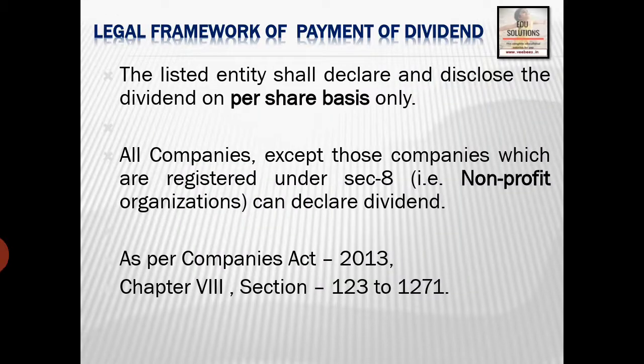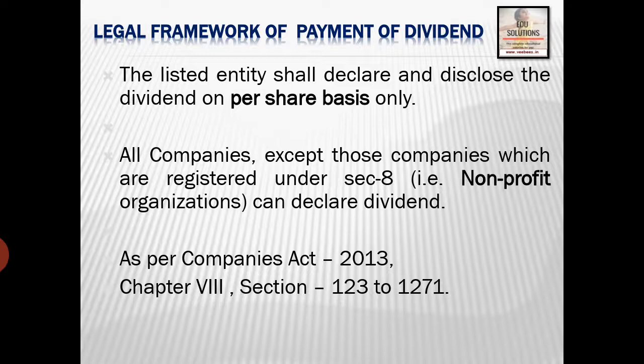A listed company shall declare and disclose dividend on per share basis. That is, the amount of dividend should be declared as amount per share, rupees 5 per share, 20 per share, etc. All companies except those companies which are registered under section 8 can declare dividends. Section 8 means non-profit organizations.